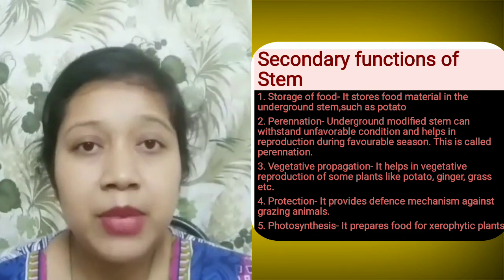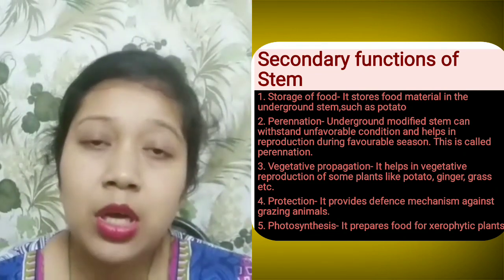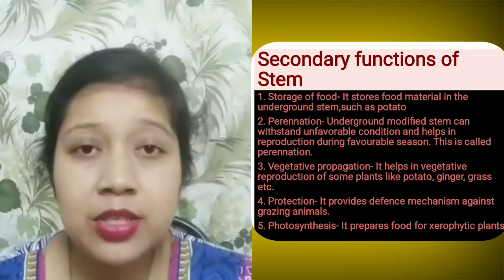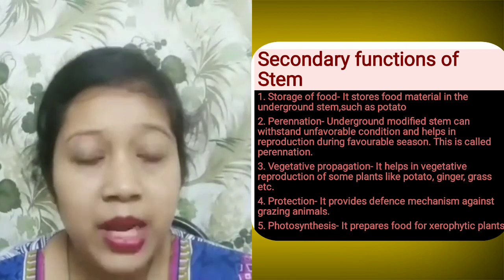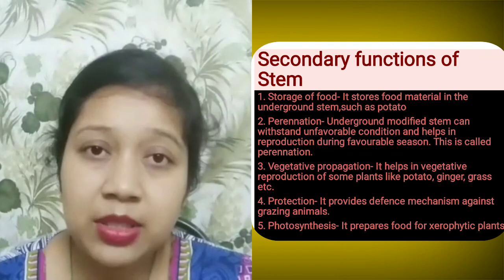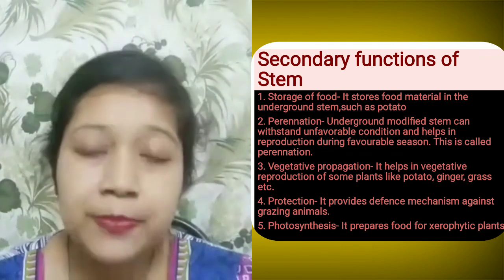Then we found that some plants bear thorns and spines, etc. And these structures of the plant body help them in protecting themselves from grazing animals.